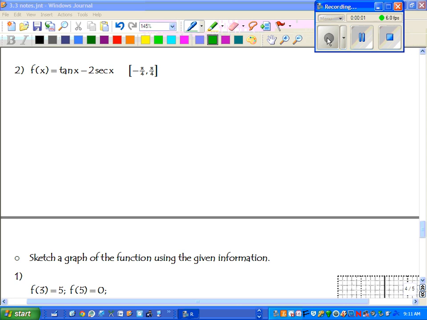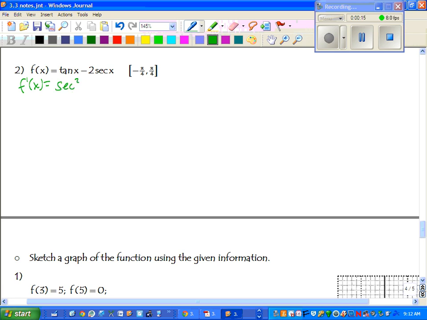All right, for number 2, we're trying to find the local mins and local maxes of this function on this interval. So first, we're going to find our critical values from finding the derivative, when it's 0 or does not exist. The derivative of tangent is secant squared, minus 2 times the derivative of secant, which is secant times tangent. So we can factor our derivative out. Take a secant of x out of each of these, and we have secant of x times secant of x minus 2 tangent of x.